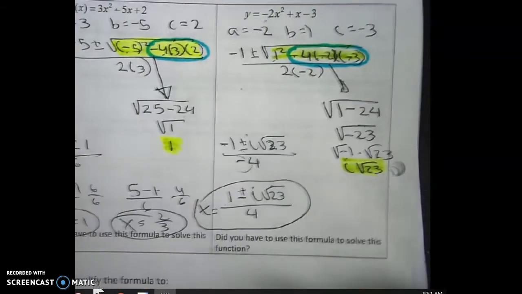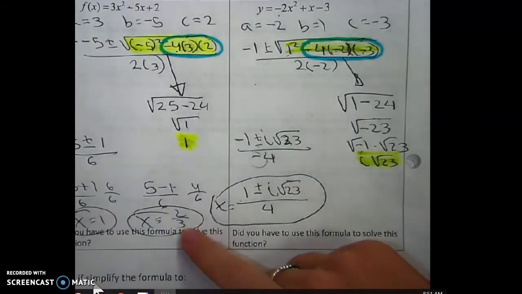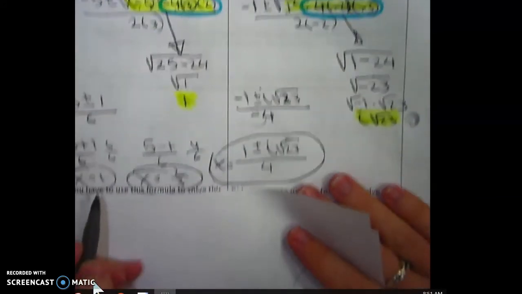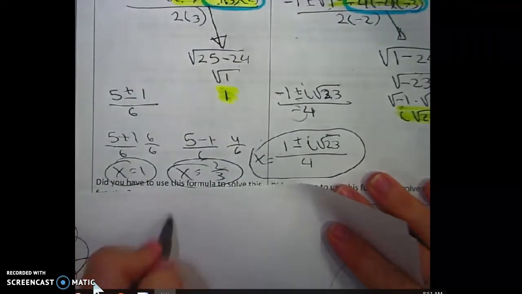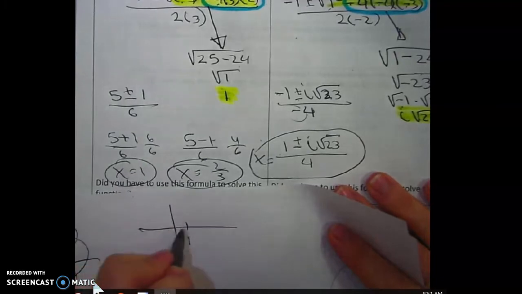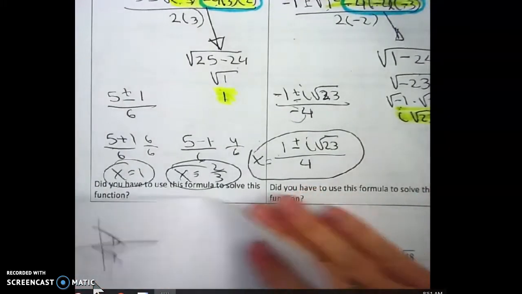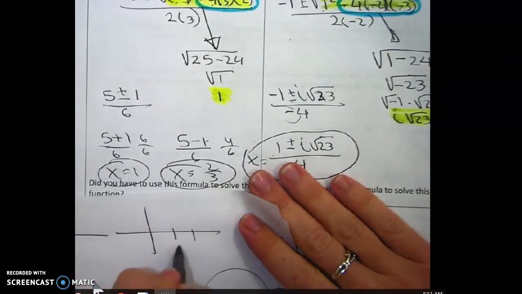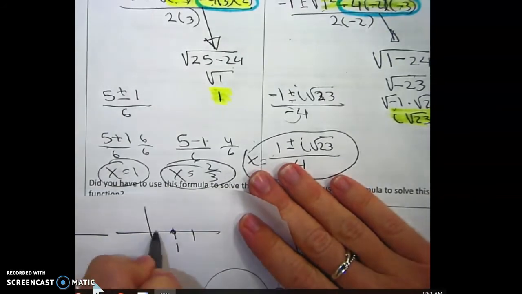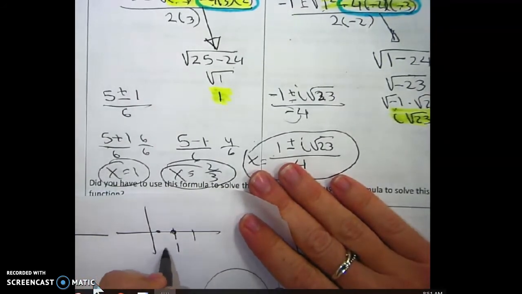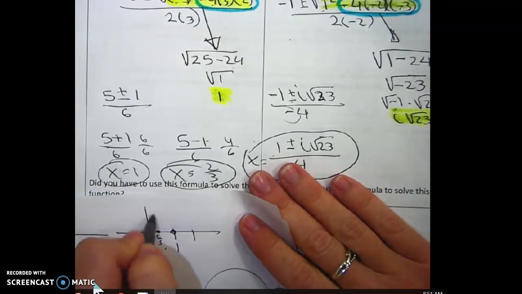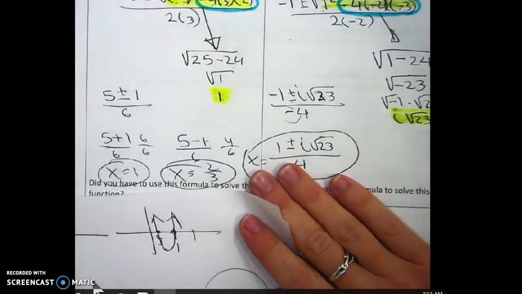Okay? Now, what does this mean? I just want you to get a visual. What this means is that if I was to graph these two, my parabola would cross at 1. That's a bad example. Let me move it over. At 1 2/3, and then somewhere over here would be the vertex, so that's 2/3. So those would be my zeros.